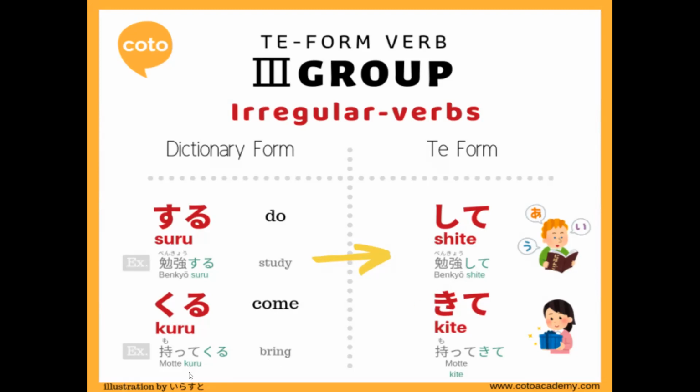And bring or come. Kuru becomes kite. For example, please bring. So when you come, please bring something. So motte kuru and it becomes motte kite. Motte kite kudasai. Let us say, please bring a gift. So gift is purezento. So purezento motte kite.